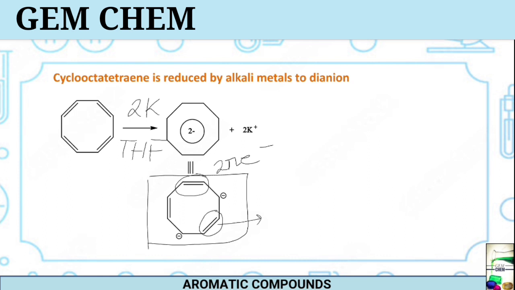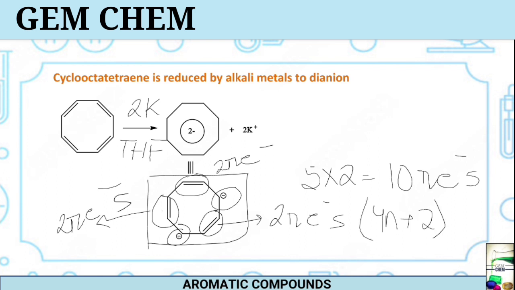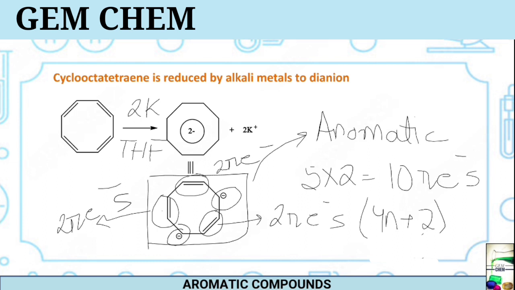Similarly here 2 pi electrons. For this case also 2 pi electrons. And for the 2 negative charges, it is also 2 pi, 2 pi. So we have a total of 1, 2, 3, 4, 5, 5 into 2, that is 10 pi electrons. And this comes to be 4n plus 2, where n is 2, which is 8 plus 2, so it is an aromatic compound, right? This was a reaction to convert a non-aromatic compound into an aromatic compound.